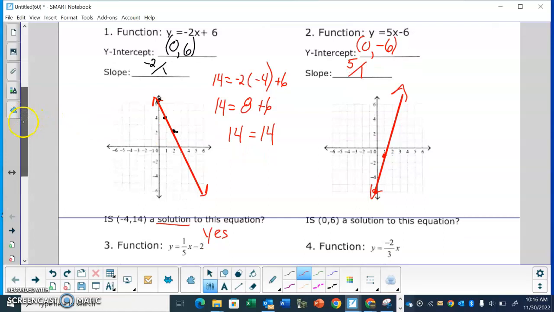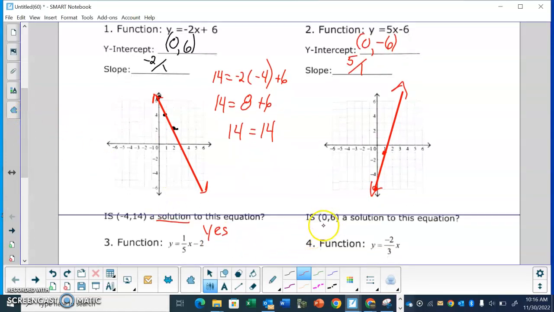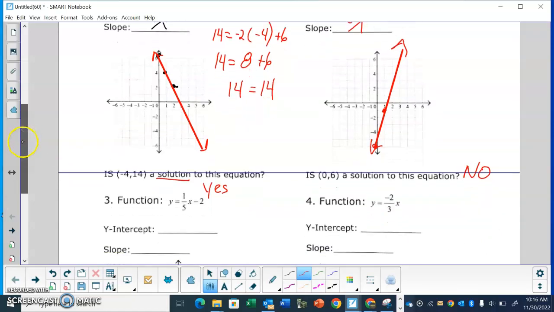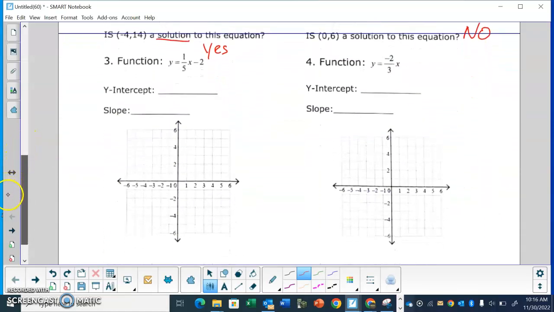Okay, let's check out number 2. And the question is, is (0, 6) a solution? That would be no. We know that already because this would be a y-intercept. Then we have (0, -6). So (0, 6) would not be on the line. So that would be no. Okay, let's slide down and check out number 3.